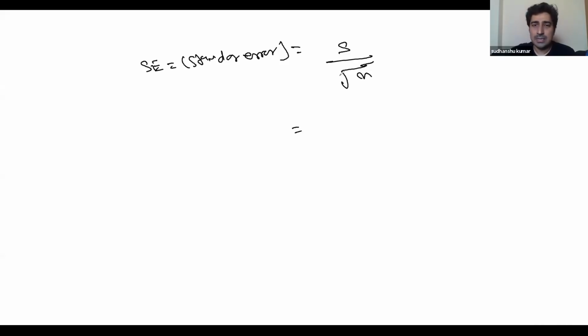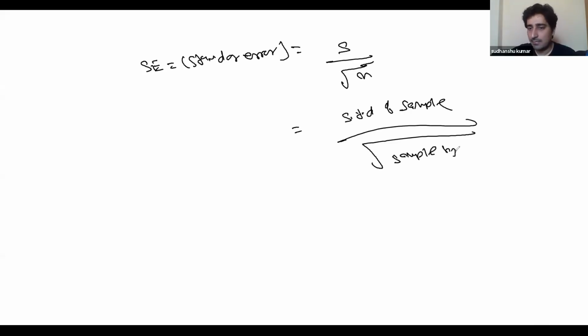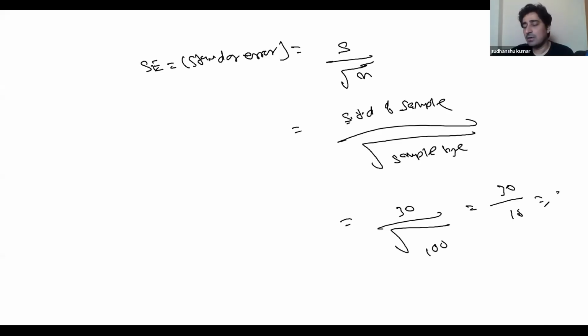Now, what is the meaning of that? This is nothing but the standard deviation of a sample divided by root of n, where n is the sample size. The standard deviation of the sample is given as 30, divided by root of the sample size, which is 100. So 30 by 10 is equal to 3. So the standard error you will be able to find is equal to 3. This is the actual formula, guys: the sample standard deviation divided by root of n, where n is the total number of samples that you calculate.